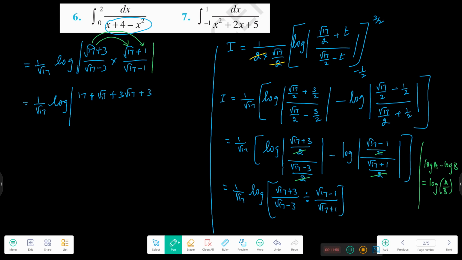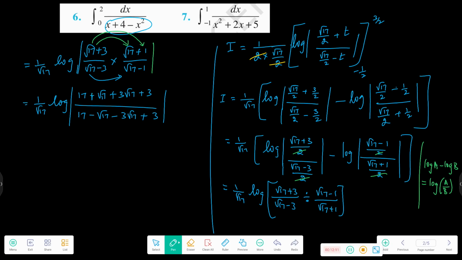Be careful when you multiply. Like the denominator: 17 into 17, just 17. Root 17 into minus 1 is minus root 17. Minus 3 into root 17 is minus 3 root 17. Minus into minus, plus 3 ones are 3. Okay, Raja? Right.